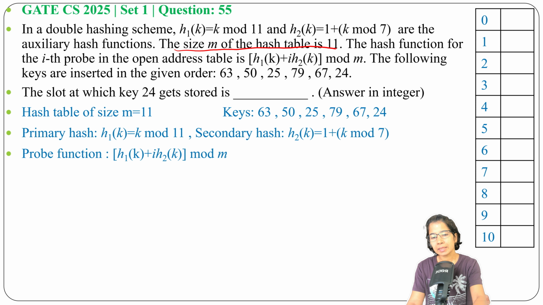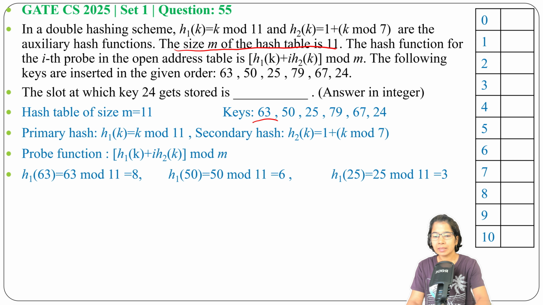First key is 63. We'll use the primary hash function. Now 63 mod 11 is 8. 8 is empty. We can store 63 here. Next 50. 50 mod 11 is 6. 6 is empty. We can store 50 here. Next 25. 25 mod 11 is 3, since 25 minus 22 is 3. 3 is empty, so we can store 25 here.